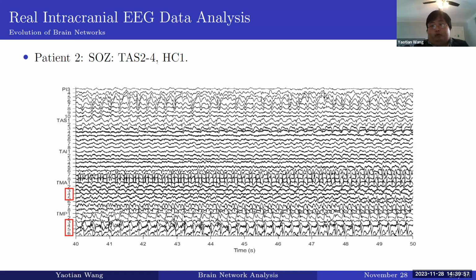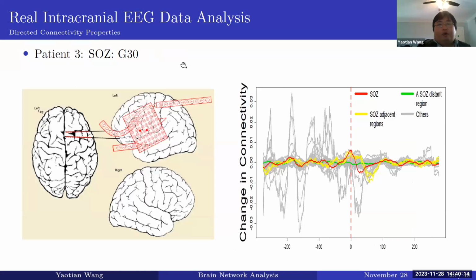For example, we put regions directly affected by the seizure onset zone activity in the seizure onset zone module, the red module, and this cannot be achieved by other methods and visual examination. And when I explained the epilepsy at the beginning of this talk, I mentioned that one important test of epilepsy diagnosis is the seizure onset zone localization. And here I will explain the directed connectivity properties we revealed of the seizure onset zone and how we use them to identify seizure onset zone.